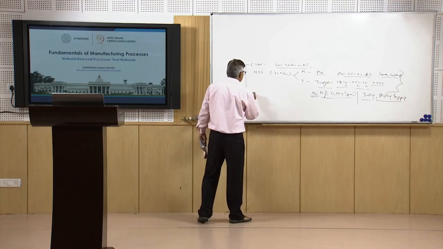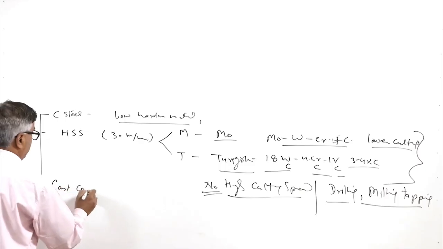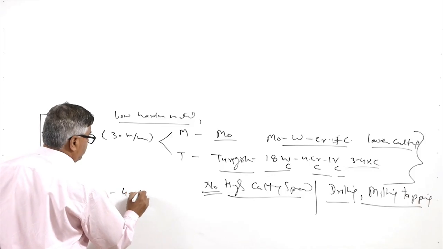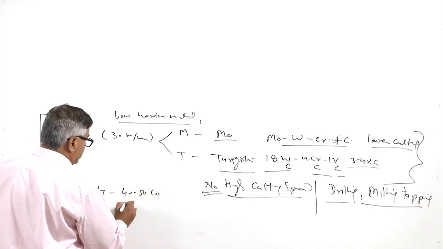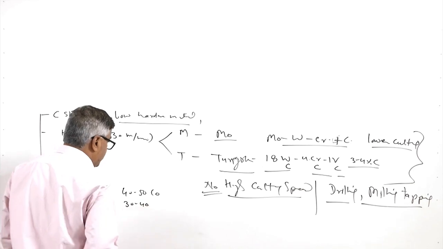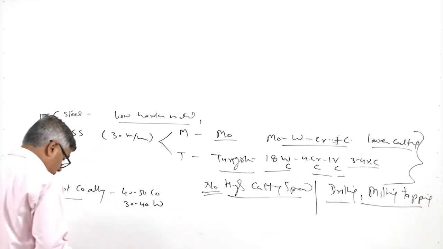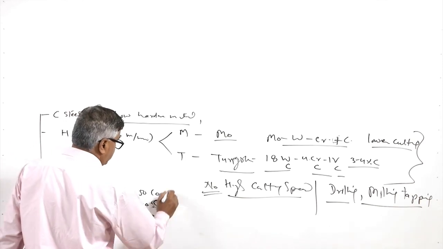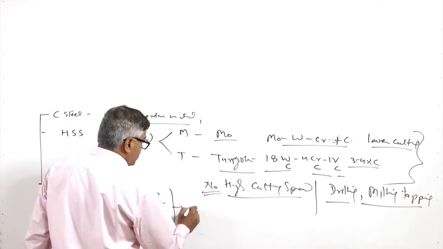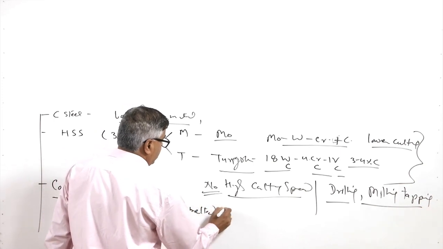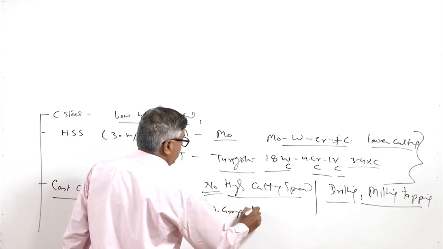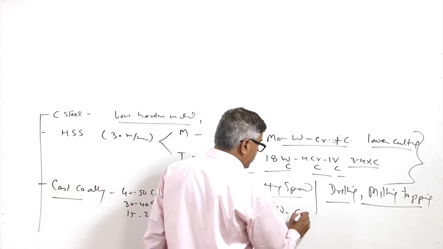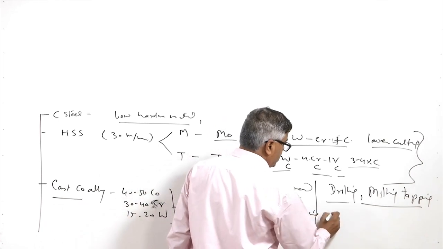The another one is the cast cobalt alloy. Cast cobalt alloy basically comprises 40 to 50% of the cobalt, then 30 to 40% of the chromium and 15 to 20% of the tungsten. This mixture is melted, and then it is poured in the graphite mold, so that by casting route the tool is made.